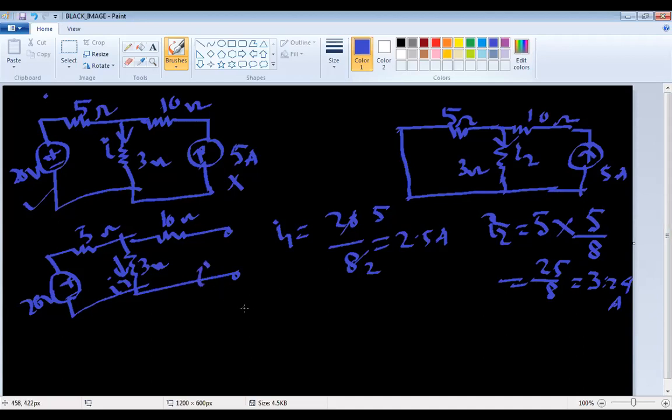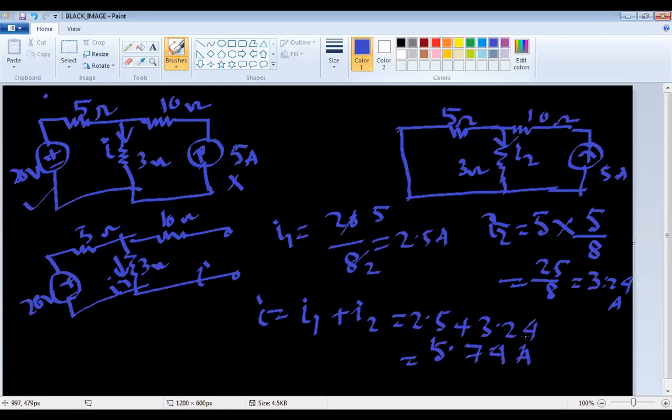So total current I will be I1 plus I2. So 2.5 plus 3.24. So how much? 5.74 ampere. Okay. Is it clear? Any doubt on this particular problem?